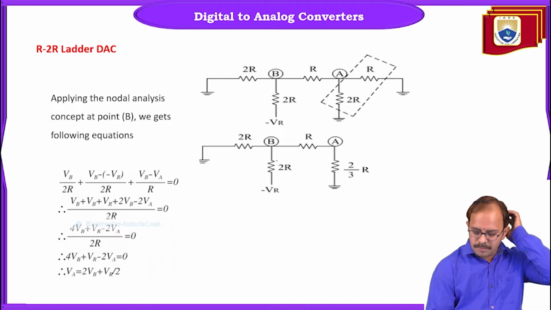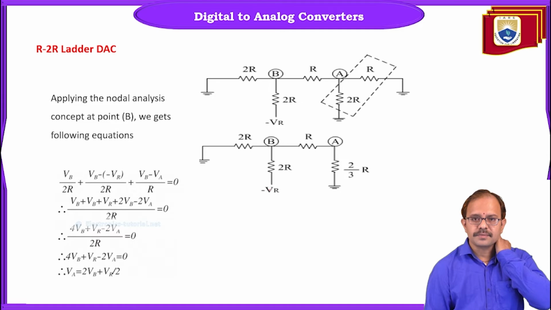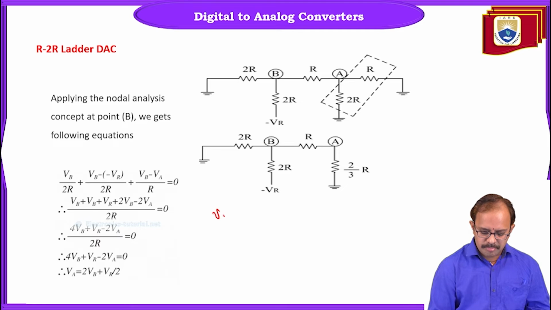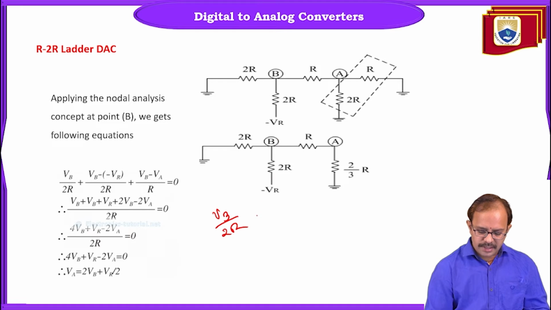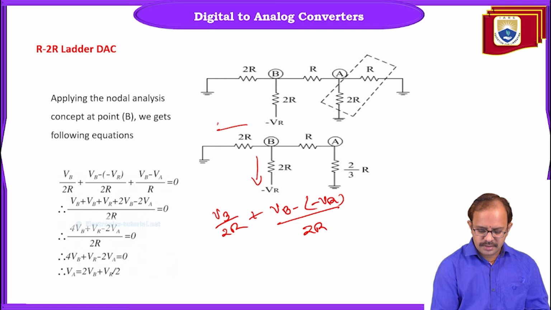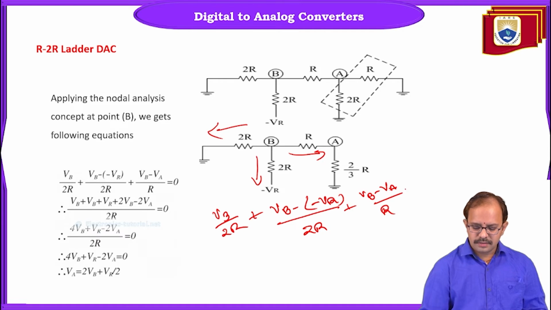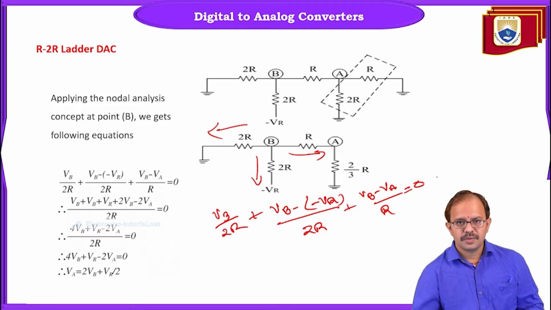By considering node B, we will have 3 terms. They are going to be VB by 2R, this one, and then VB minus of minus VR by 2R, by considering this path. And considering this third one, it is going to be VB minus VA by R, and it is going to be 0, right?